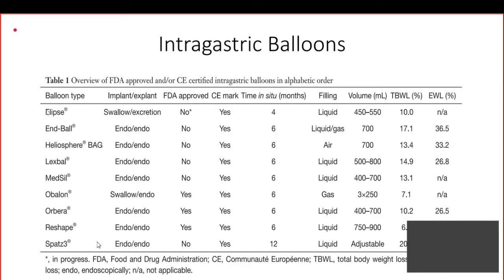These are the various intragastric balloons available to date. If you observe closely, the balloon from Allurian is the only one which does not require endoscopy. In most cases, endoscopy is required twice, for both placement and retrieval, except for the balloon which we can swallow. But for retrieval, endoscopy is required. This Allurian balloon is the only one for which there is no need for endoscopy.